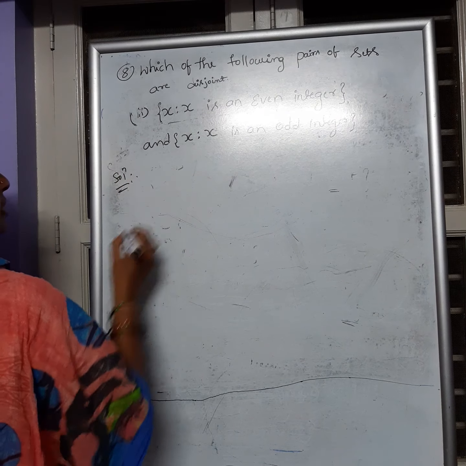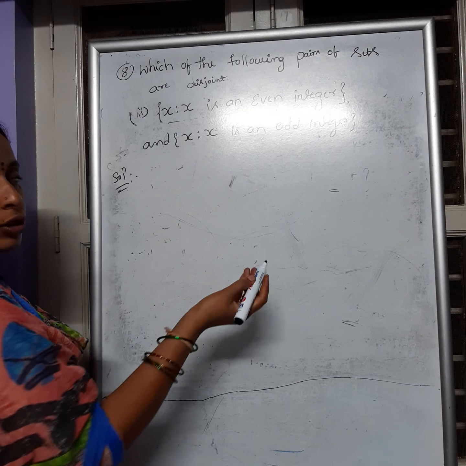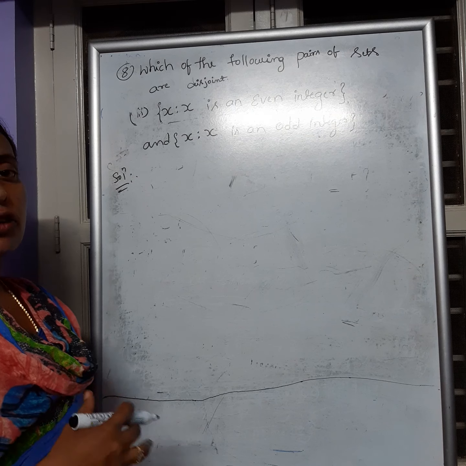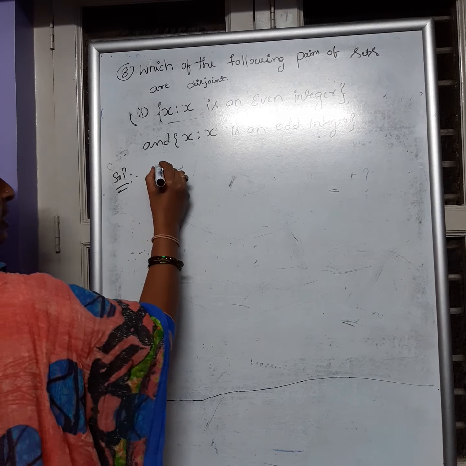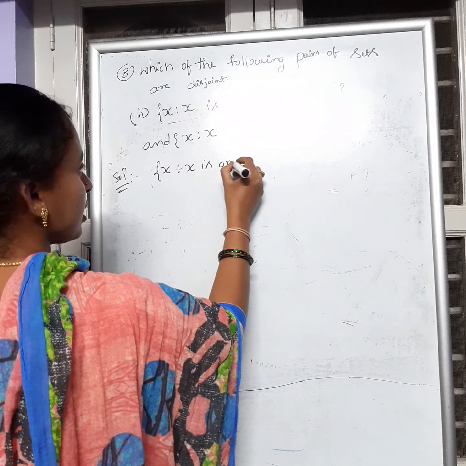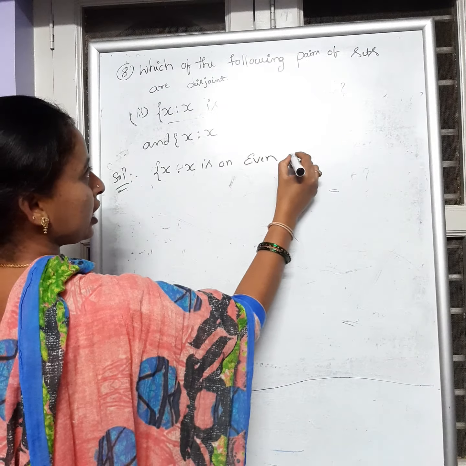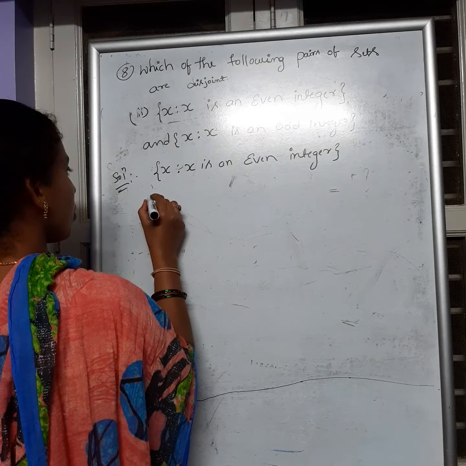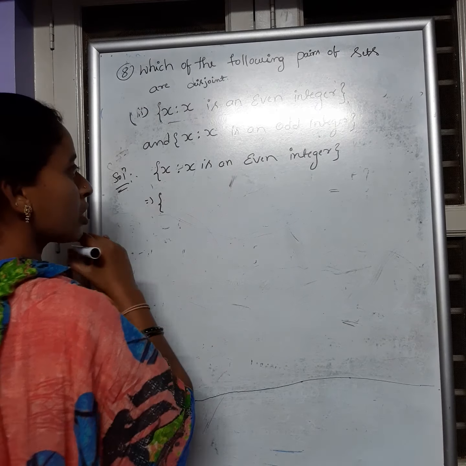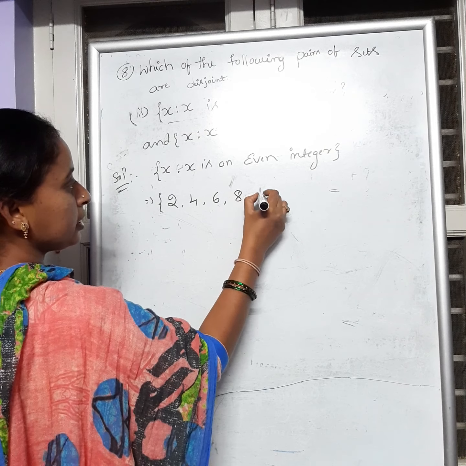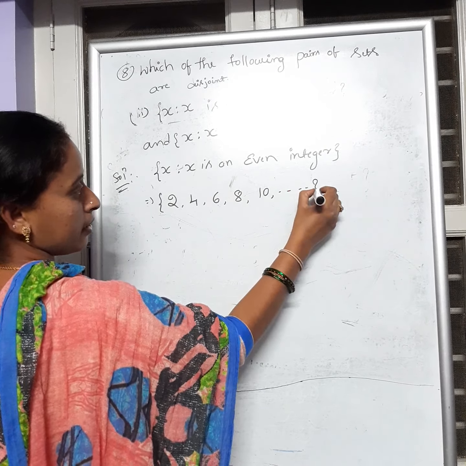Solution. Let's take the first. It is in the set builder form. Now we should convert to roster form. Let's convert x such that x is an even integer. So what is the solution? What are the elements? Even integers means the elements are 2, 4, 6, 8, 10, etc.